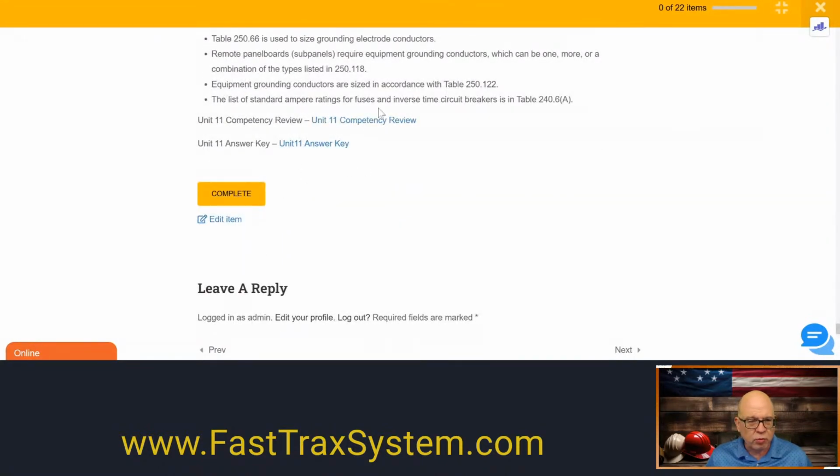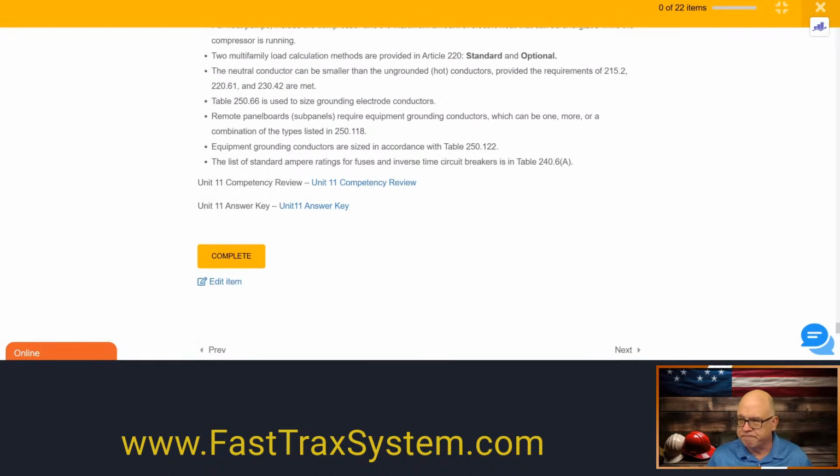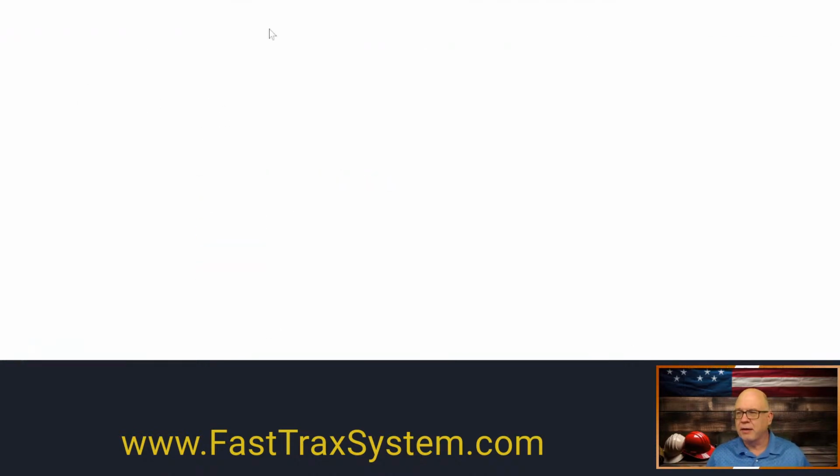And next you get to what are called the competency reviews and the answer key, and how you do these. Oh, by the way, when you're totally done with the unit, you can click complete and it'll show as complete. When you finish all of the units and you've completed everything, you will have the option to print off a certificate of completion if you want to give that to your employer and they are paying for it. But you have to click complete on every unit and finish everything in order to do that. Now, what does it look like for competency reviews?